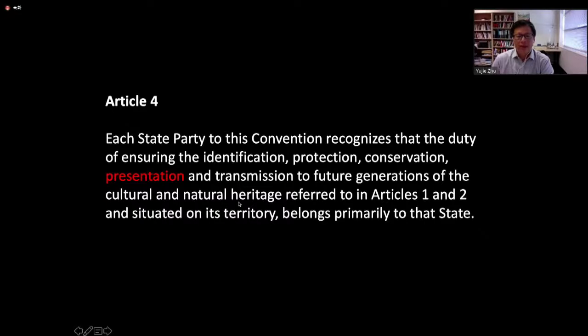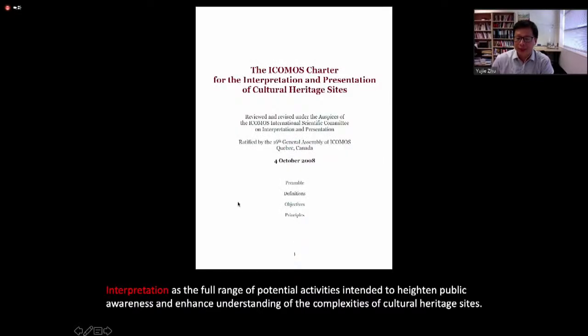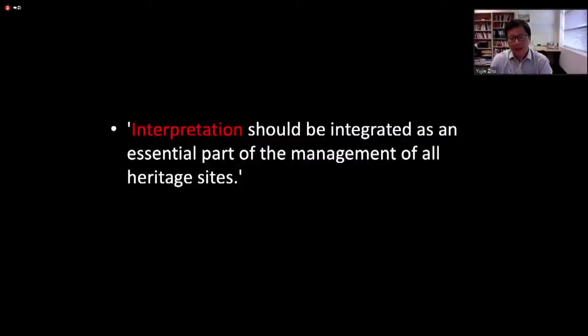In 2008, the ICOMOS Charter for the Interpretation and Presentation of Cultural Heritage Sites was published to establish professional guidelines of interpretation and presentation. Here, we can see that it defined heritage interpretation. Several events and meetings have been held, such as the International Conference on World Heritage Interpretation, arguing that heritage interpretation should be considered an essential part of the management plan. As we've seen from examples in the past lectures, heritage interpretation is important not only because it offers a way of communication, but also because by nature, I argue, heritage interpretation is political.